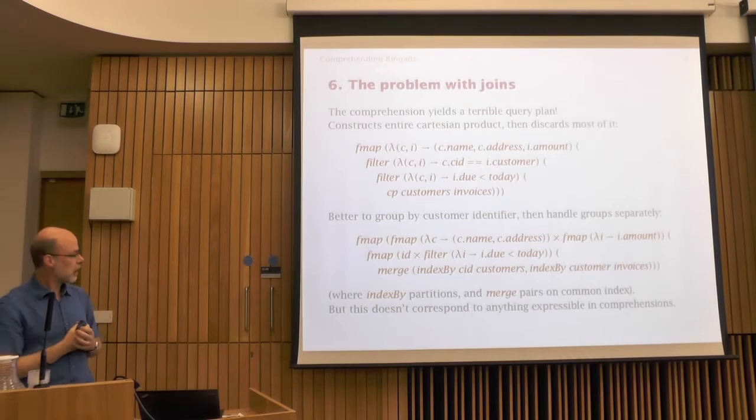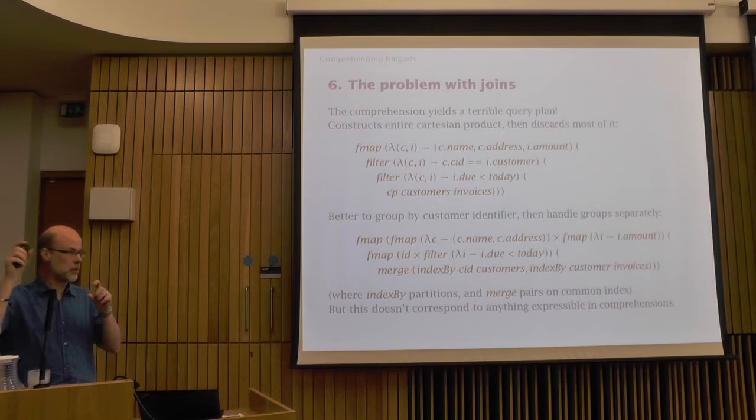And if you do that, then you have all the customers with a given ID, probably there's only one of them, and all the invoices with that ID, and then you can just do a localized Cartesian product for that little pair of collections. And you don't generate all the junk. This is the right way.